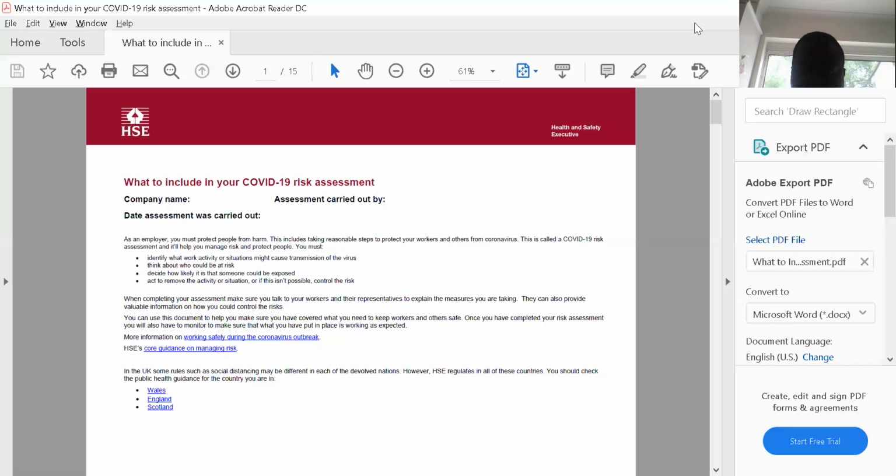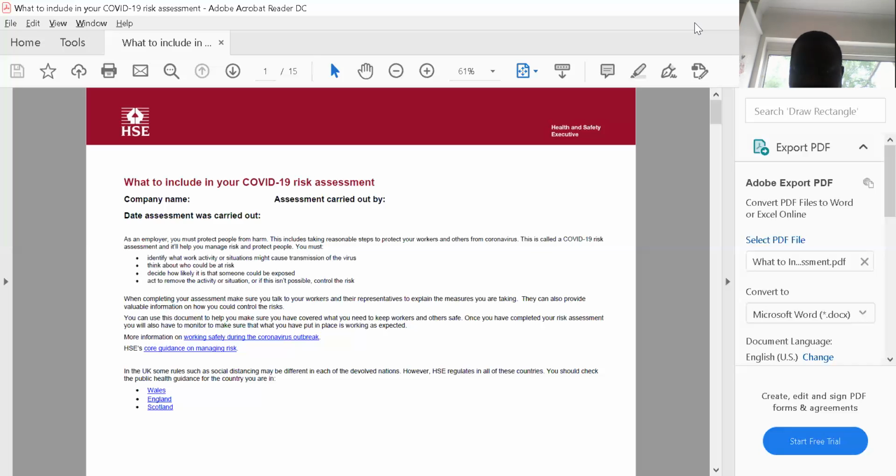And this is something it says which is quite vital. You will also have to monitor to make sure that what you've put in place is working as expected. So that monitoring component is important. And it does say that there's more information on working safely during the coronavirus outbreak. So it means there's another document there that we can access. And it says there's an HSE core guidance on managing risk. So that's something else one could look for.